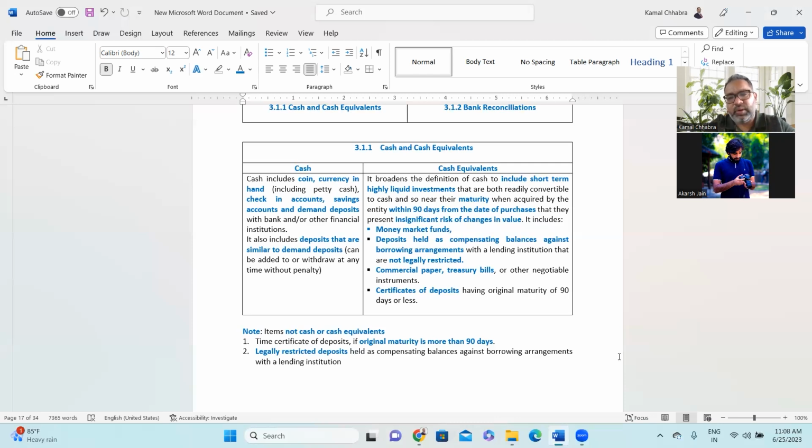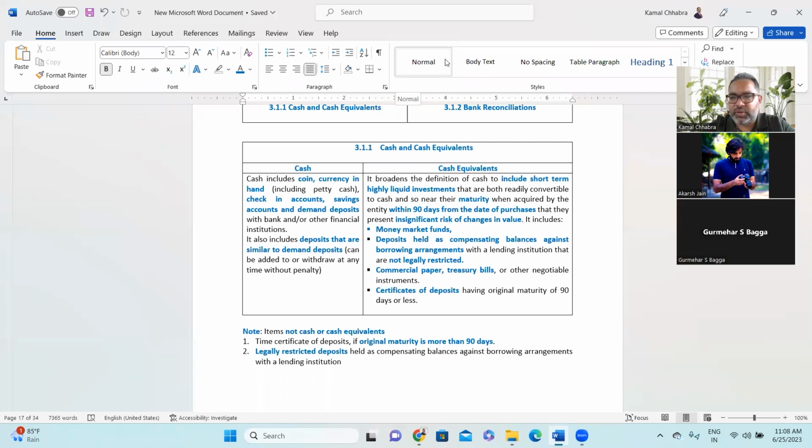That may include money market funds, deposits held as a compensating balance against a borrowing arrangement with the lending institution that are not restricted. Second is commercial paper, treasury bills, or other non-negotiable instruments or certificates of deposit having an original maturity of 90 days or less. These all come under cash equivalent.